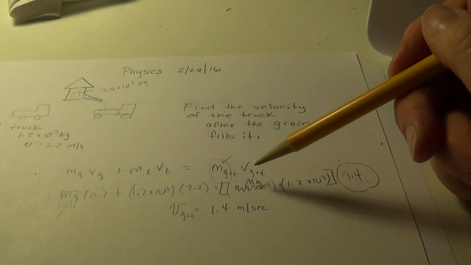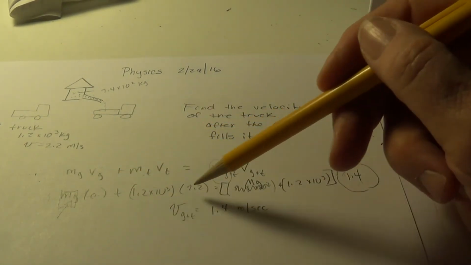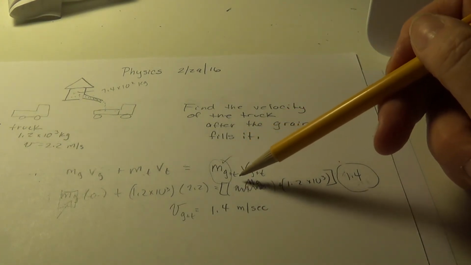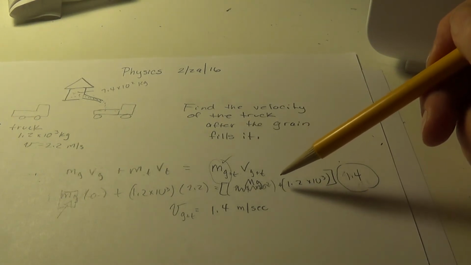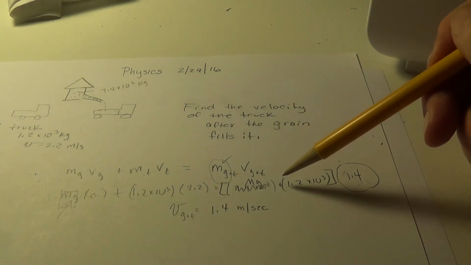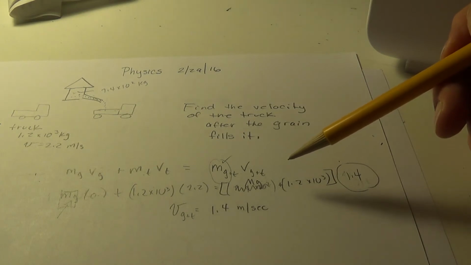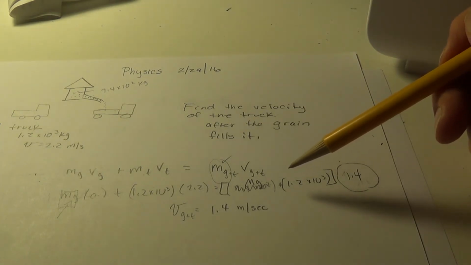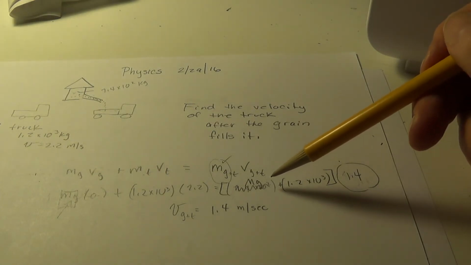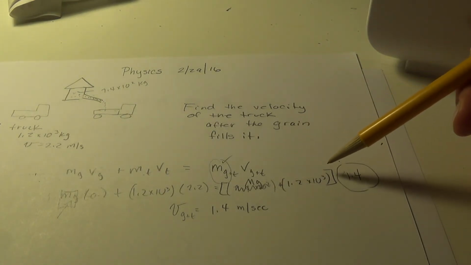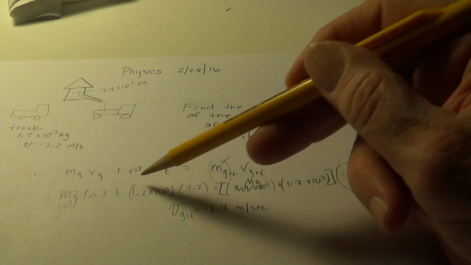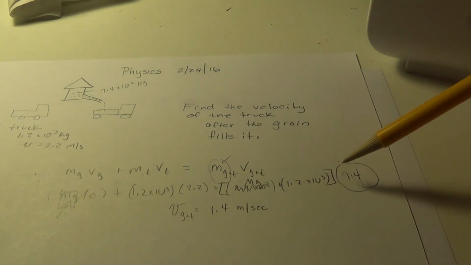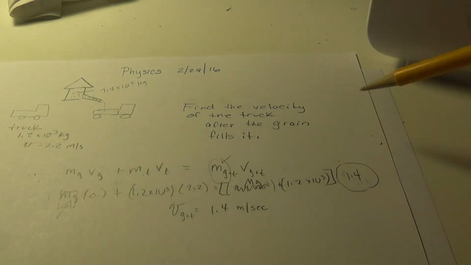So the answer of course is yes, because we know everything except the mass of the grain right here. So this would be a good problem to know how to solve, because if you were promised a certain amount of grain, then you would be able to calculate how much actually went into your truck just by watching your speed after the grain entered your truck and solving this equation. So you could avoid rip-offs.